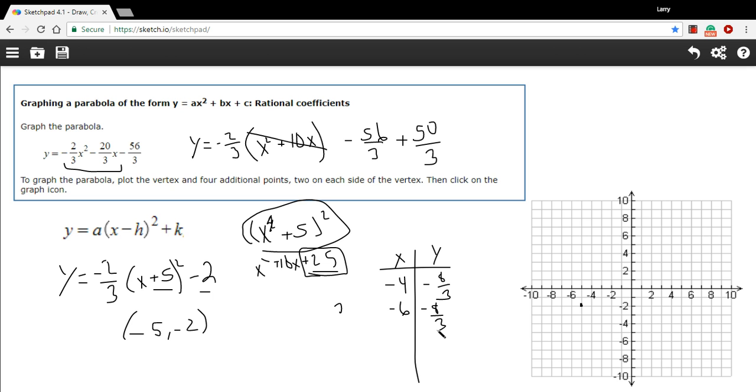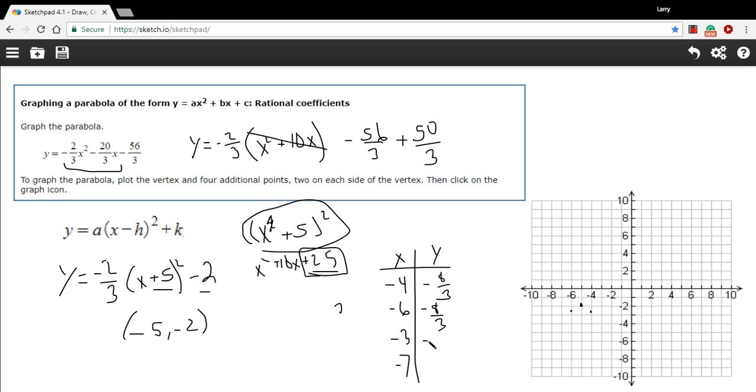Let's see if we can plot those. So negative 4 and 8/3 is almost a negative 3. So something like that, and then over here as well. All right, and let's try one more to the left and right. So that would be a negative 3 and a negative 7. And these should have the same y values as well. So let's plug in a negative 3 here. Negative 3 plus 5 is 2. 2 squared is 4. So that's a negative 8/3 minus 6/3.